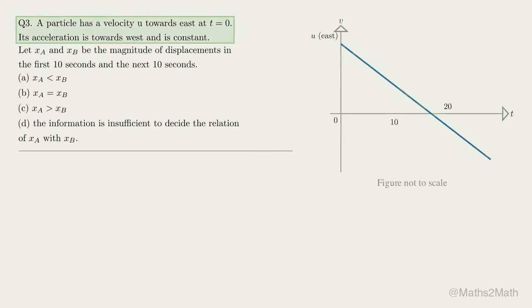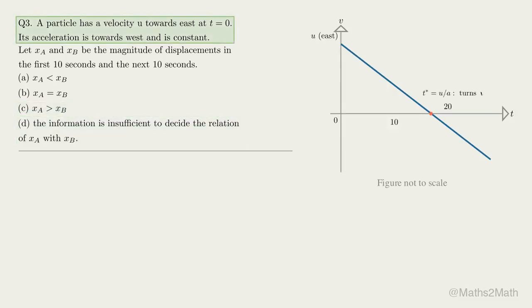Question 3. A particle has a velocity u towards east at t equals 0 and a constant acceleration towards west. xa and xb are the magnitudes of the displacements in the first 10 seconds and in the next 10 seconds. Option A, xa is less than xb. Option B, xa equals xb. Option C, xa is greater than xb. Or Option D, the information is insufficient to decide.